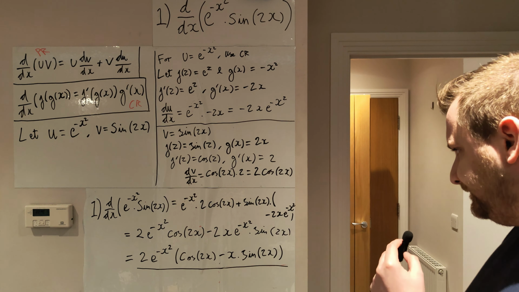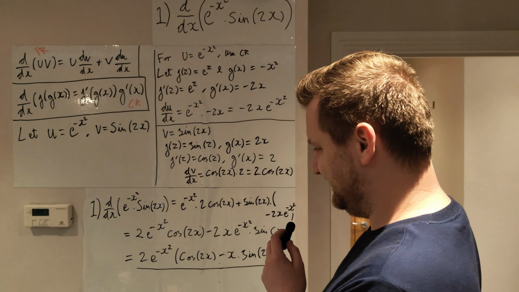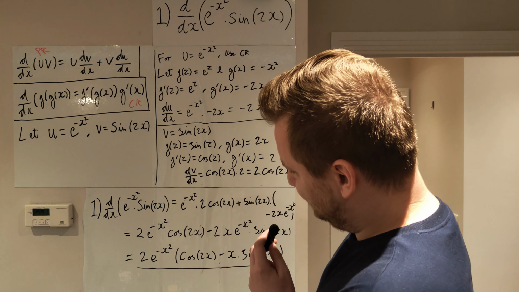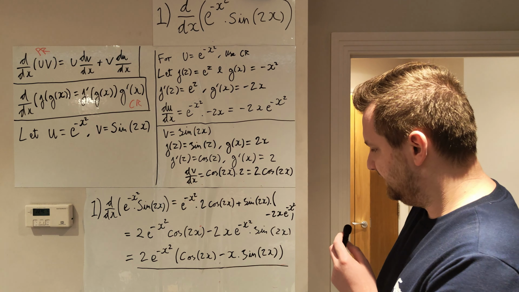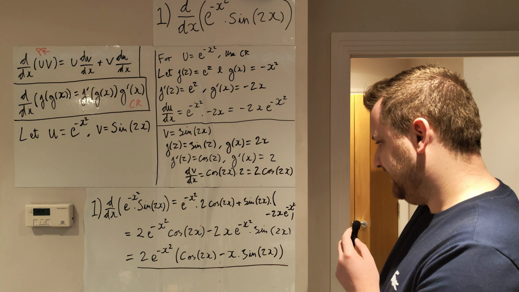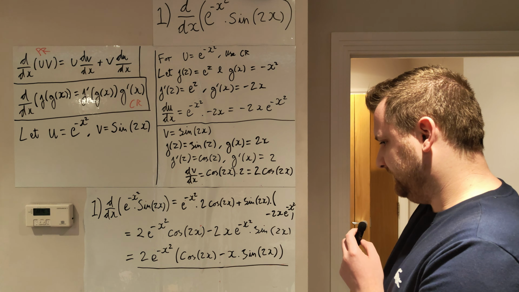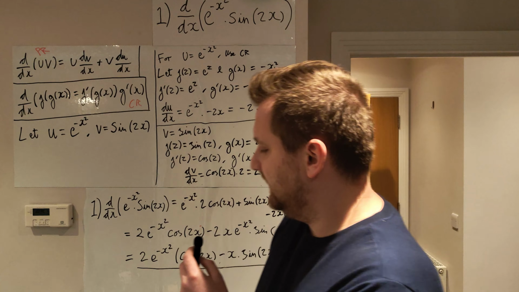On the next line, we're just rewriting it to make it a bit cleaner. So we've got 2e to the minus x squared times cos of 2x, minus 2x times e to the minus x squared times sine of 2x. And the last thing we're going to do is take out a factor. You take out 2e to the minus x squared because that is in both of these components. And I think that's the final answer, as simple as you can do it. Sometimes you can simplify cos and sine, but I think that's it.